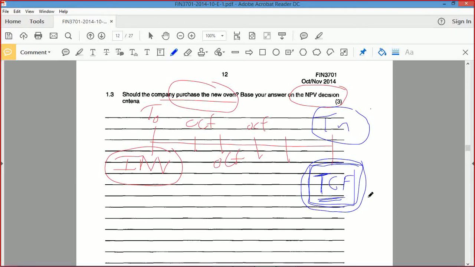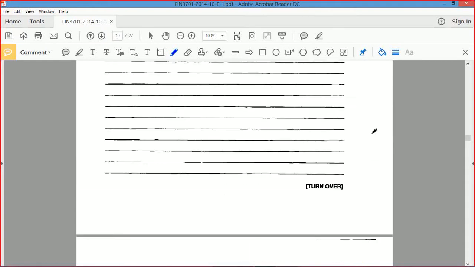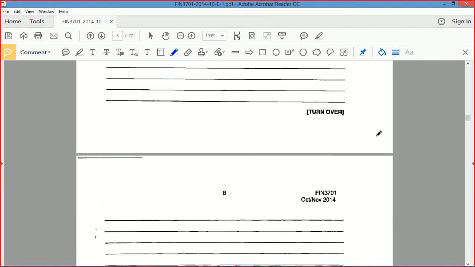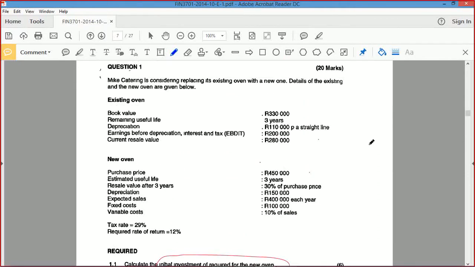You need to do a small little working for TCF. But it doesn't mention anything about TCF here. Well, have a look at the question. What asset will you have at the end of the project? Okay, but it doesn't mention how much you're going to sell the asset for. So what do you assume there? Resale value. Yeah, but that's the current asset. Current resale value. Yes, but you've already taken that into your initial investment.